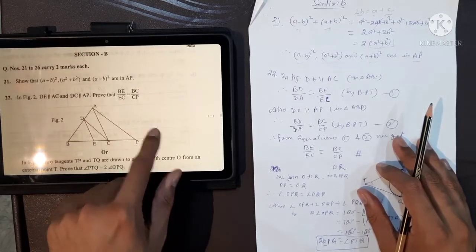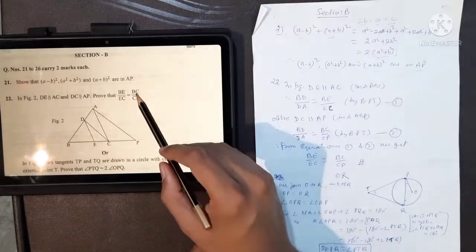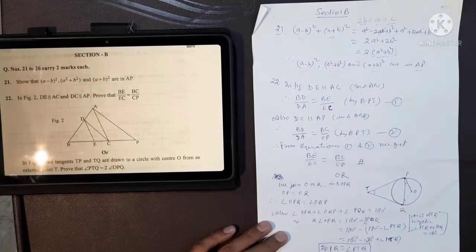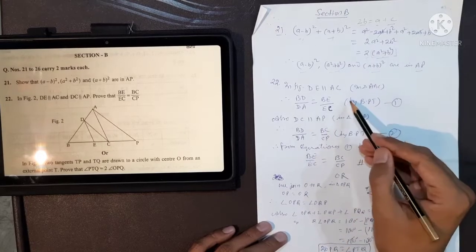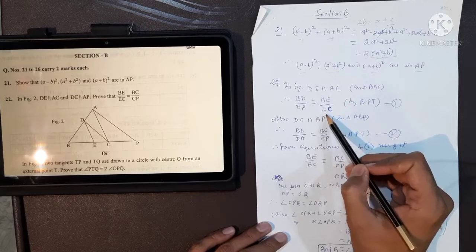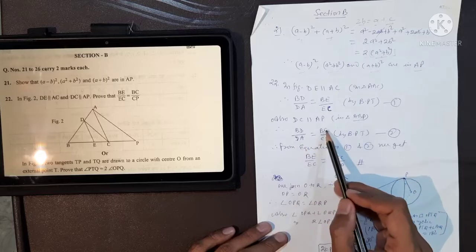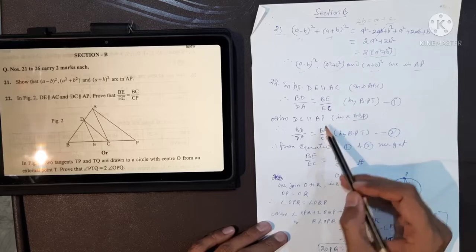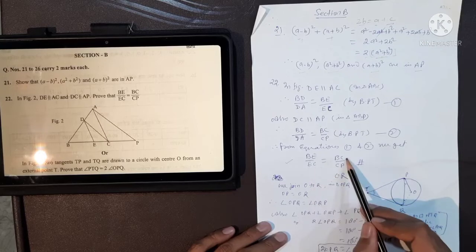We move on to question number 22. We have to prove that BE upon EC is equal to BC upon CP. We will use the basic proportionality theorem, for which we can see BD upon DA is equal to BE upon EC, and in triangle ABP, BD upon DA is equal to BC upon CP with the basic proportionality theorem. When these equations are combined, from equation 1 and 2 we get the desired result.